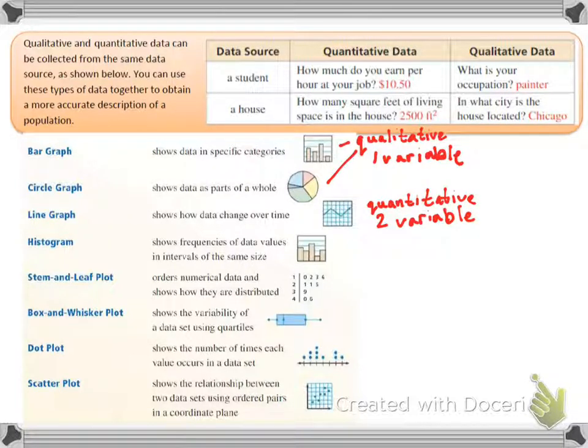Now, this next one is the histogram. This is what we did in class. It shows how often something happens over specific intervals. Now, these intervals are going to be numerical, so this one is as well quantitative.